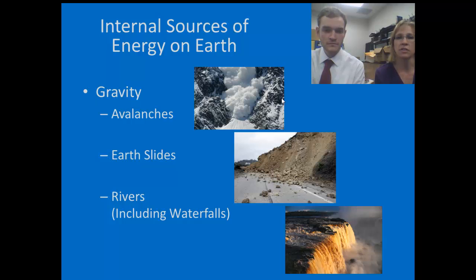And so what's happening in this top picture here is an avalanche. So all the snow and ice that was on top of the mountain is being pulled down by the force of gravity. Same thing is happening with our earth slides. The force of gravity is causing the rocks and the soil to be pulled off the mountainside down into the road here. And finally, the force of gravity also works on our rivers and our waterfalls. All this motion that's happening with the water and it's flowing over the edge and falling is due to the force of gravity.